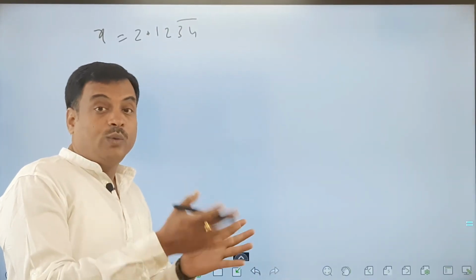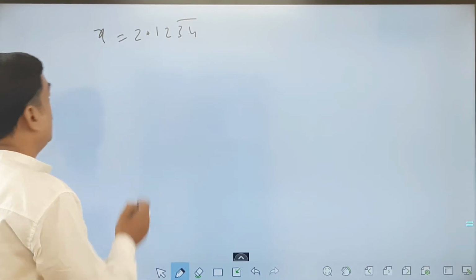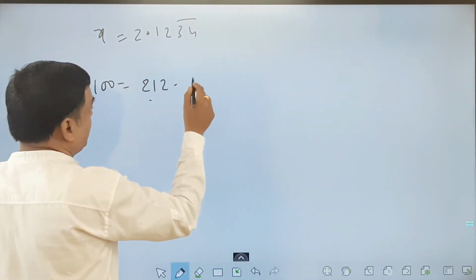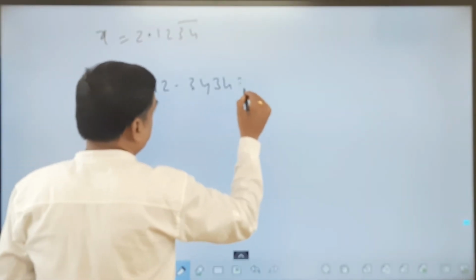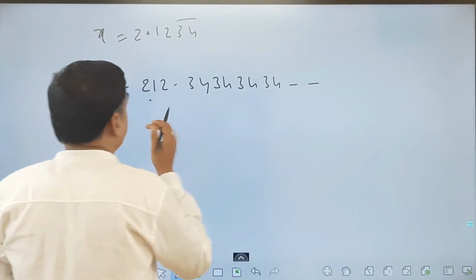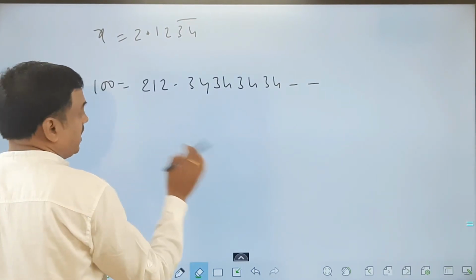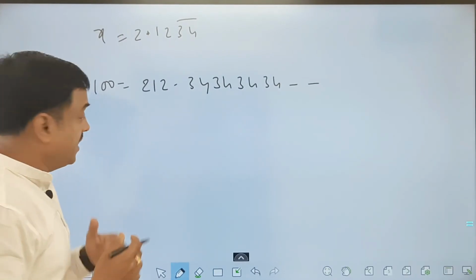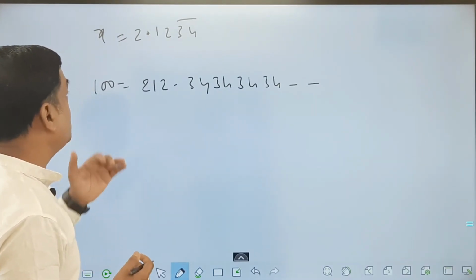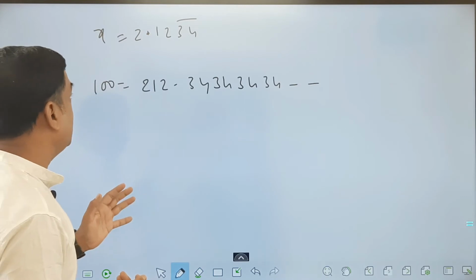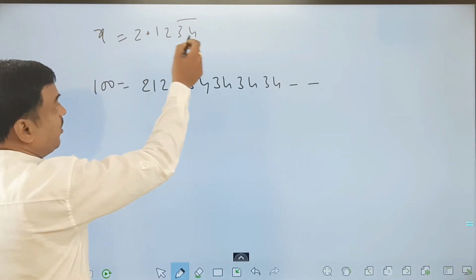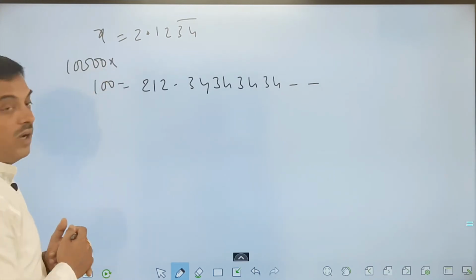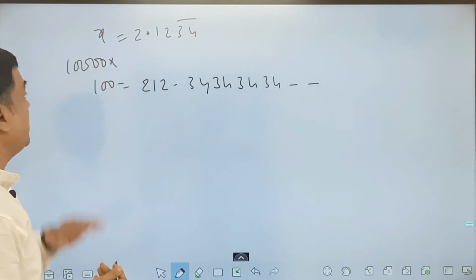In general method, how do we convert this? First, I should multiply this number with 100 so that the recurring starts immediately after decimal there. So 34, 34, 34 and so on. That is one. Second, now I should multiply this number with, see, after decimal there are how many numbers? 4 numbers. So I should multiply with the corresponding power of 10. So like we have 10,000 over here.